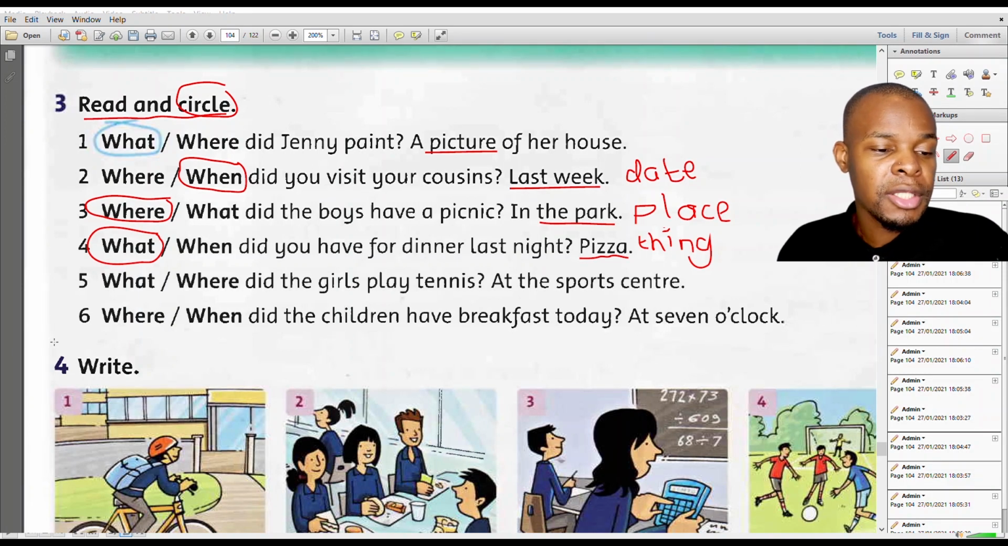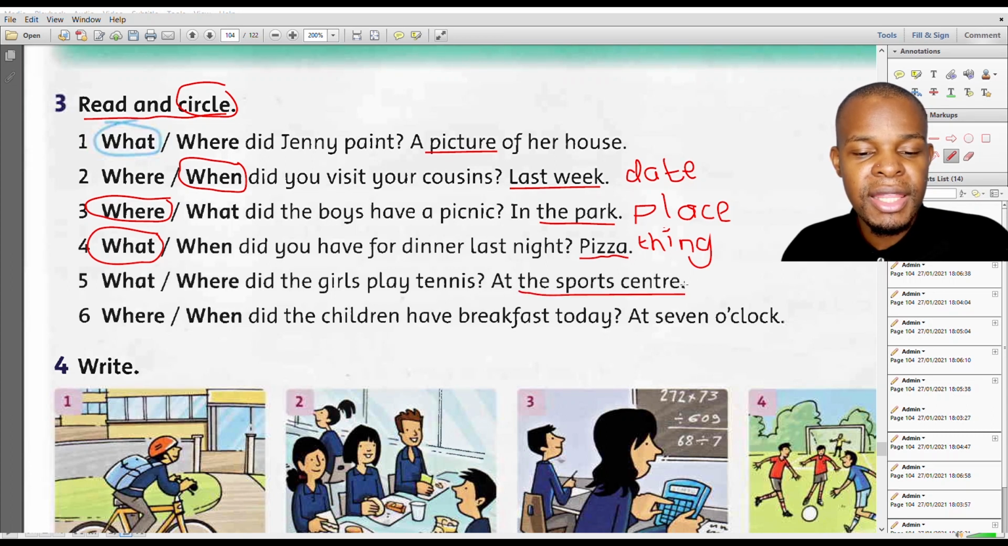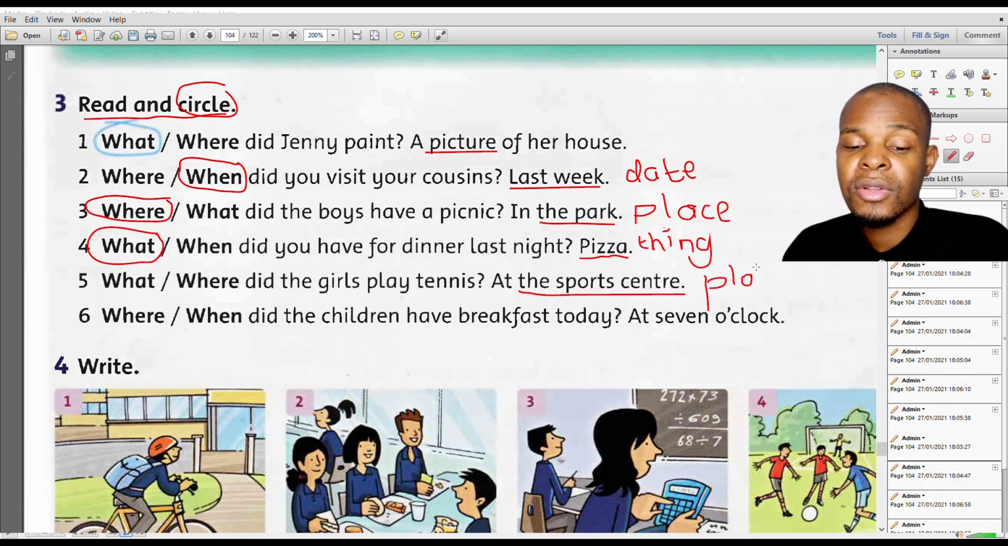Okay, the next one. Did the girls play tennis? At the sports center. So what is a sports center? It's a place. So when we talk about place, we use where.